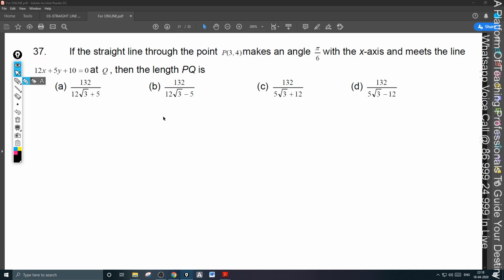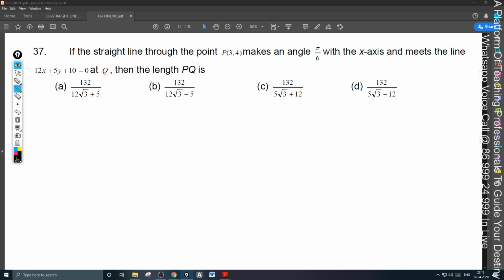See this one. If the straight line through the point P (3, 4) makes an angle pi by 4 with x-axis and meets the line 12x plus 5y plus n equal to 0 at Q, then the length PQ is. What I'm saying now, you can do it in an alternate method, but if you do it with this method, it will be easy for you.